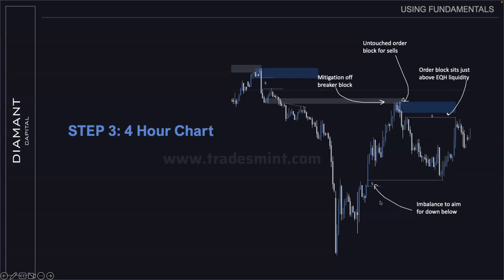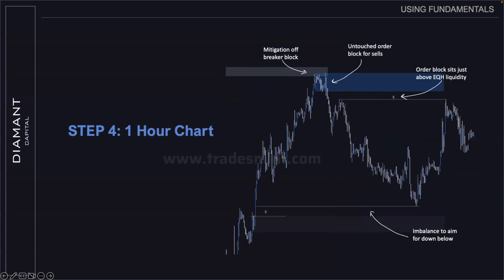Areas to look for sells as well. We'd look for it to close this imbalance down here. And then, of course, if we're looking fundamentally for more sells, we can see it move further and further down.